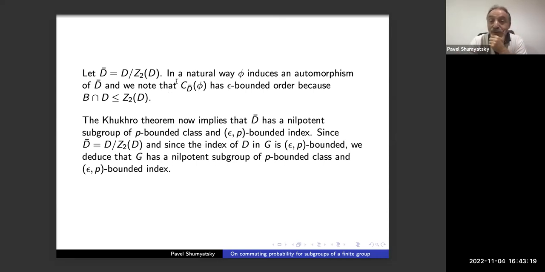Now we are in a position to use the Hartley-Rowley theorem, which implies that D bar has a nilpotent subgroup of bounded class and bounded index. And since D bar is just the quotient of D by the center, it follows that also D has a nilpotent subgroup of bounded class and bounded index. That's precisely what we wanted.